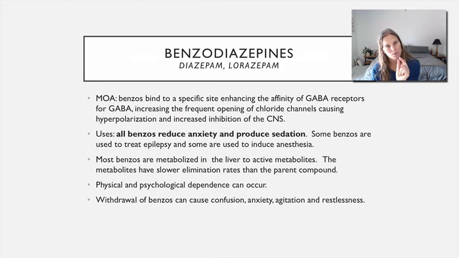So benzos are going to bind a specific site, like we saw on the picture. They're going to enhance the affinity of GABA for GABA. So essentially what that means is you have to have GABA in the synapse in order for the benzo to work. When you run out of the GABA, then the benzo's out, right? The chloride channel will close. So while the chloride channel is opening, you're going to see hyperpolarization and inhibition of the central nervous system. But when you run out of GABA, the chloride channel closes and the depression stops at that point until you were to add more benzo.